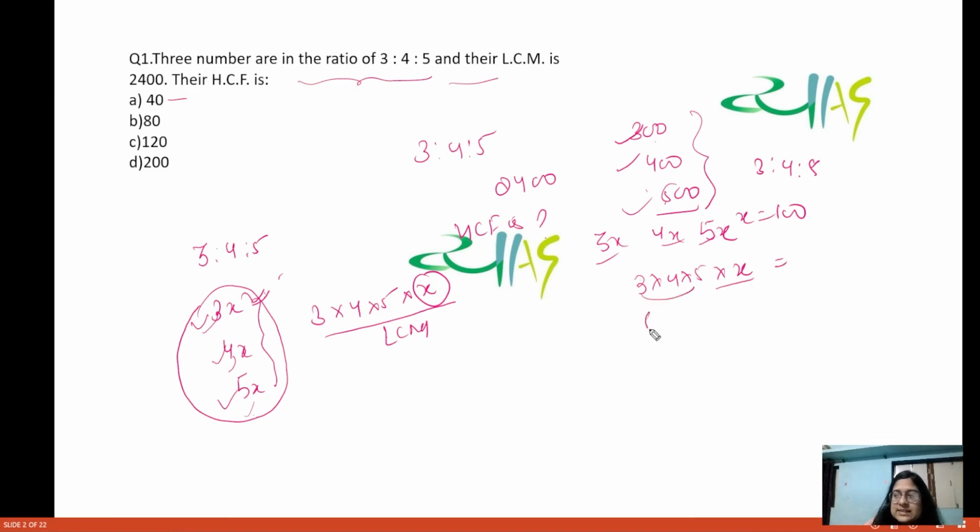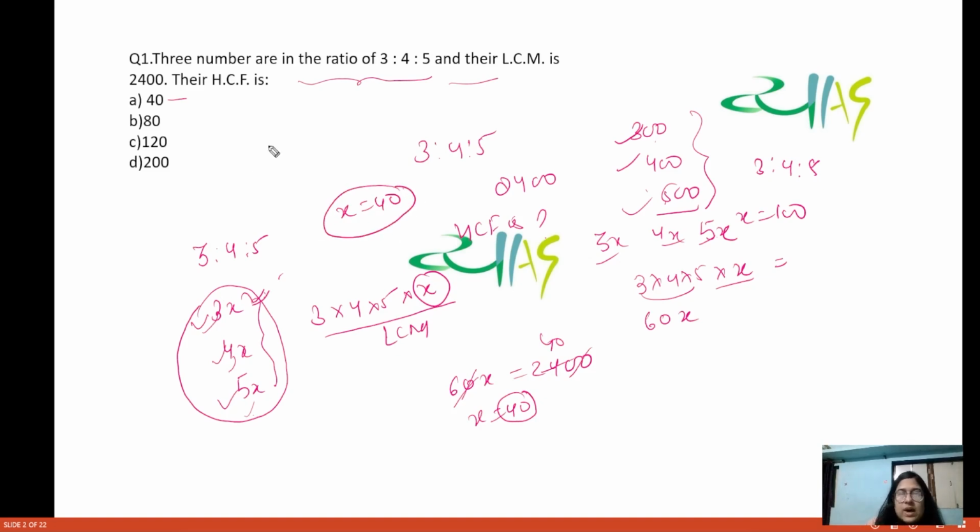So what is this? This is 60. So 60x is equal to 2400. This is the LCM. So the 0 is cancelled, and 6 becomes 40. So x is equal to 40 here.